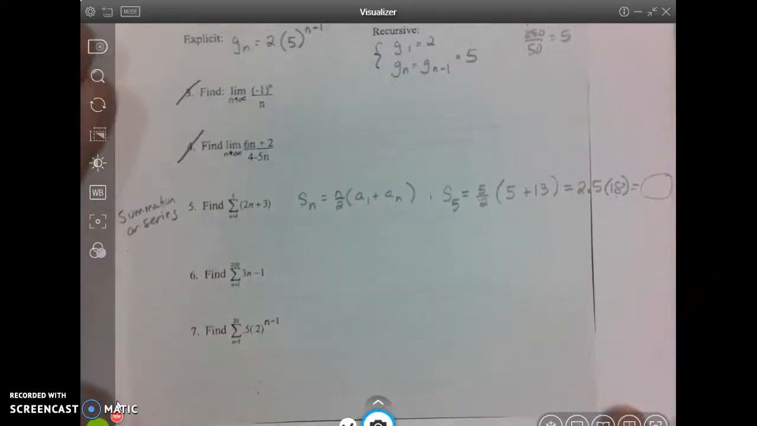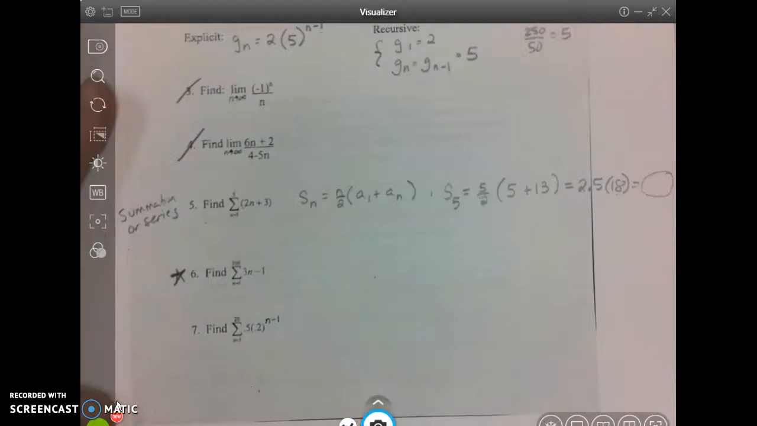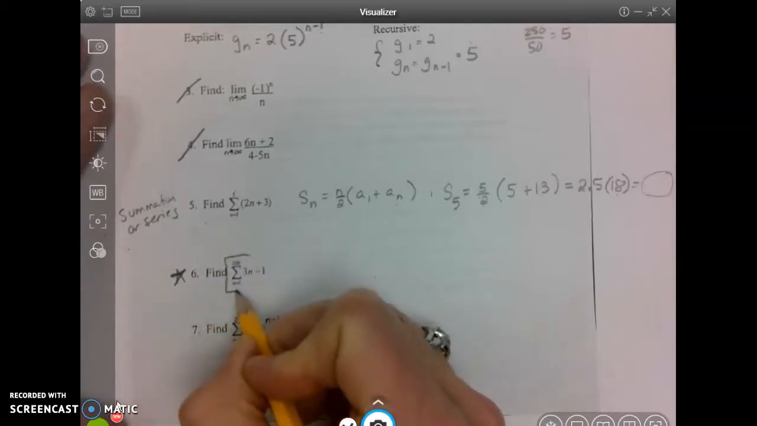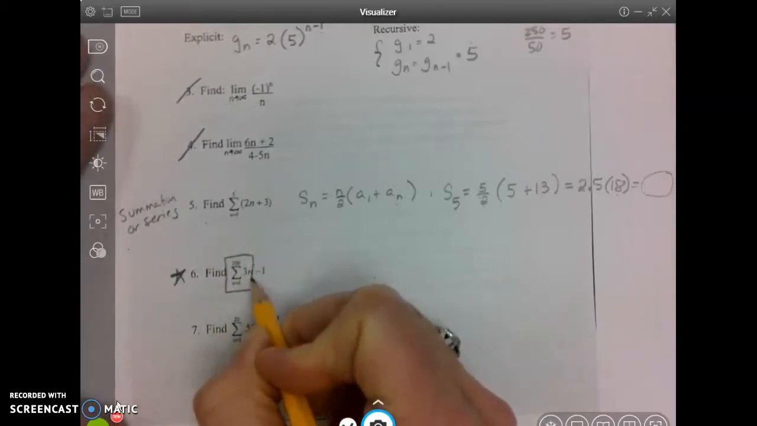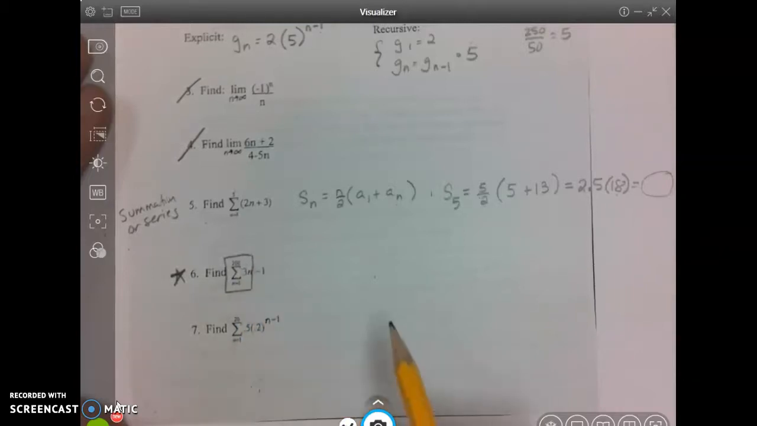Let's look at this next one, number 6. I'm going to put a star by this one. This is one that people tend to miss a lot, and it's because they treat it exactly like number 5. But notice number 6 does not have parentheses, which means my summation is just this part. And at the very end, I'm going to subtract 1, because there's not parentheses around the 3n minus 1.